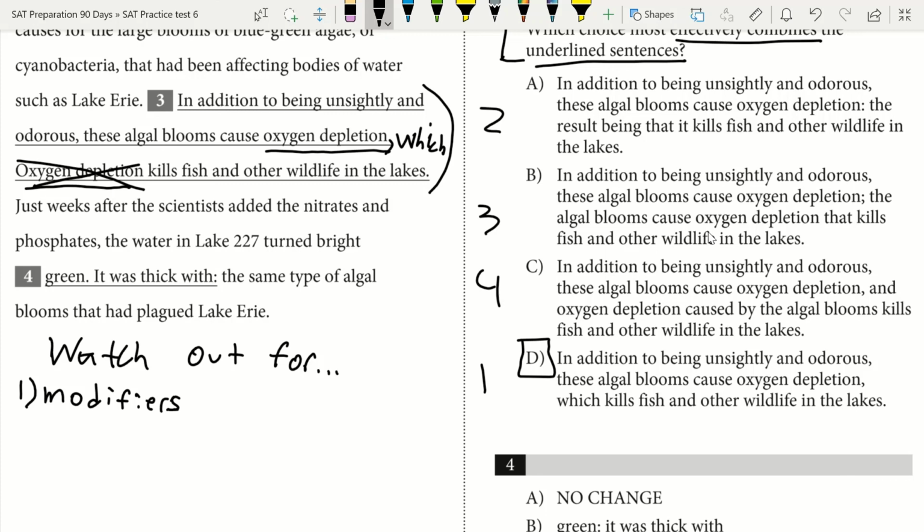So keep that in mind. You have to watch out for modifiers. The other thing that you have to do is make sure your sentence is obviously grammatically correct. Okay, you have to have a grammatically correct sentence. So that's another thing you need to look out for when combining sentences like this.